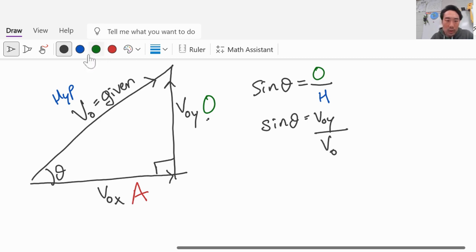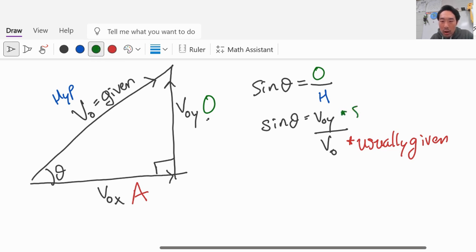Okay, so I'm going to reiterate this again. Just put a little star there because it won't always be the case. But VO is usually given within the problem itself, and VOY is what you've got to solve. You've got to find it.